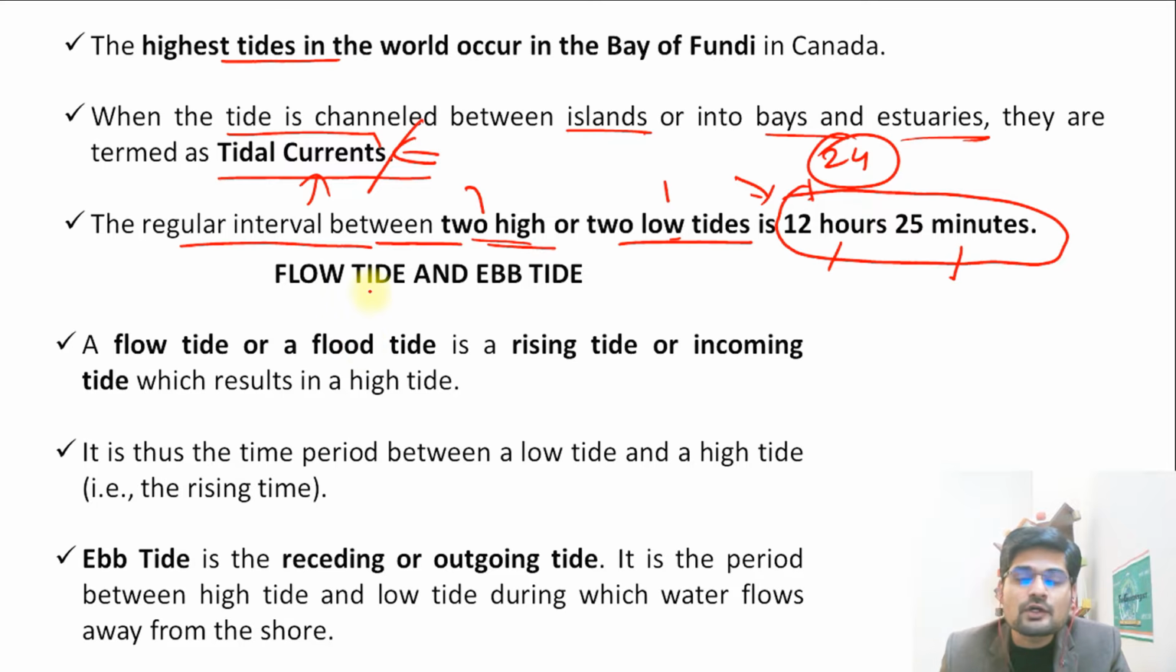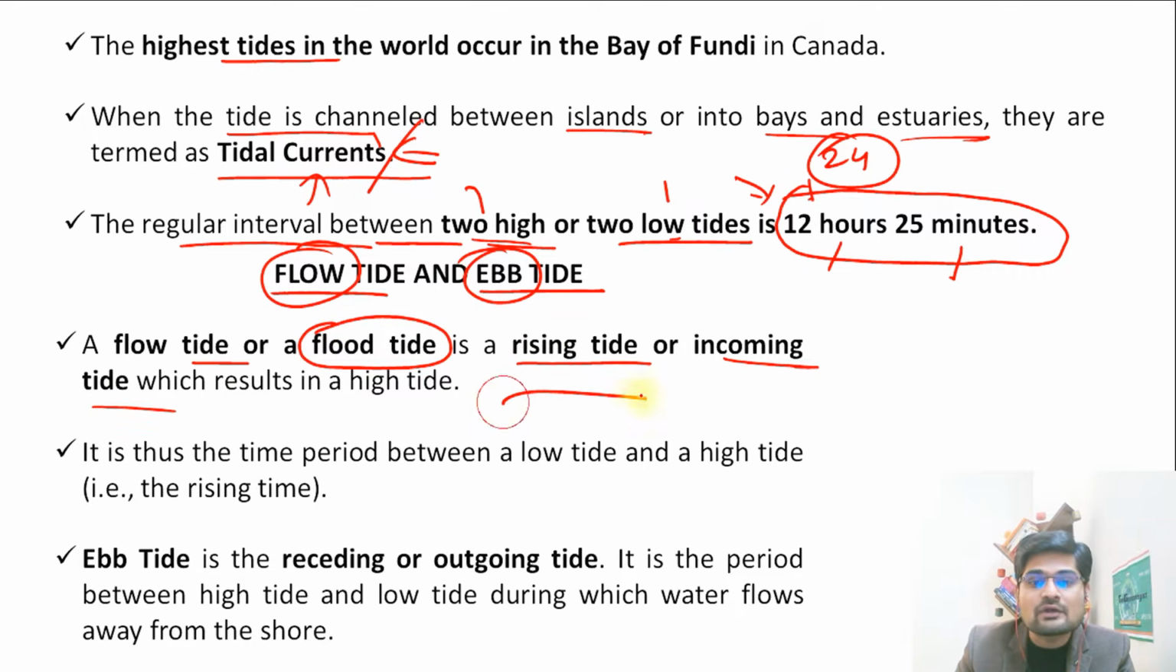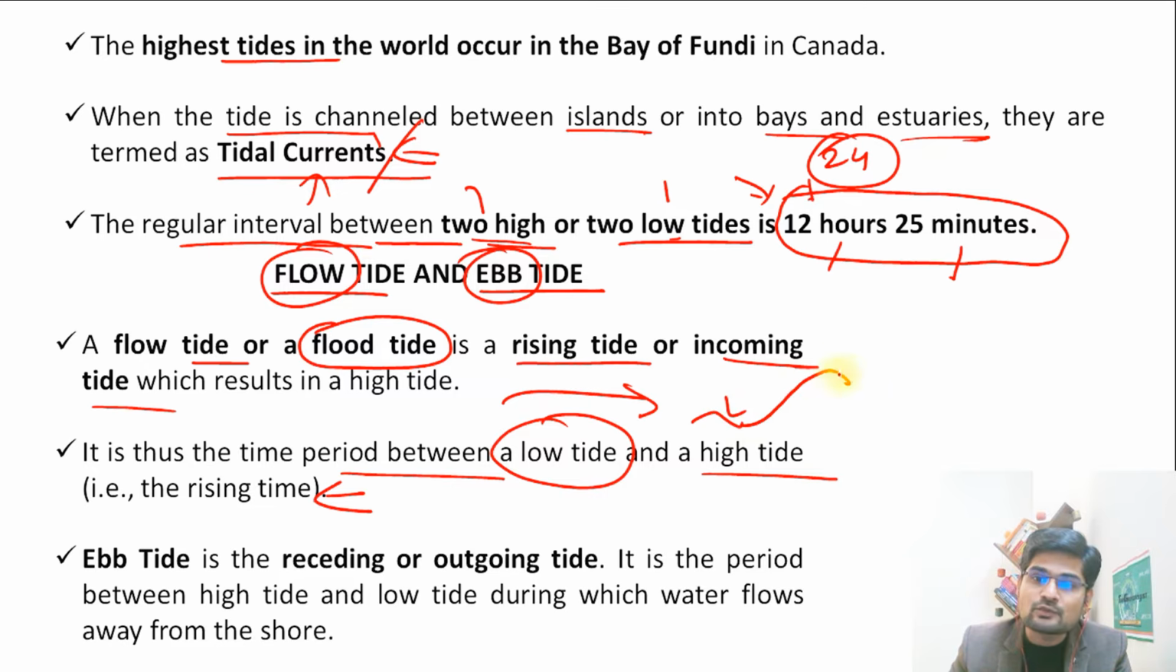Then there are certain more terminologies associated with the tide, something called flow tide and something called ebb tide. So what is this flow and what is this ebb? Now let's understand. A flow tide is also called a flood tide. Now remember the fluvial process, the river flood. So this is when it is a rising tide or incoming tide. It means it is coming on the land and it is creating a flood on the land. That is called flow tide, right? It is thus the time period between a low tide and a high tide, that is the rising time. So from one low, it is rising to one high. That is when it floods the inside, right?